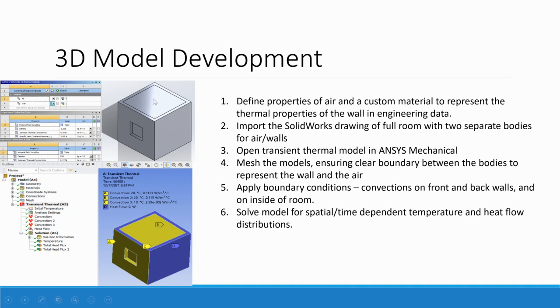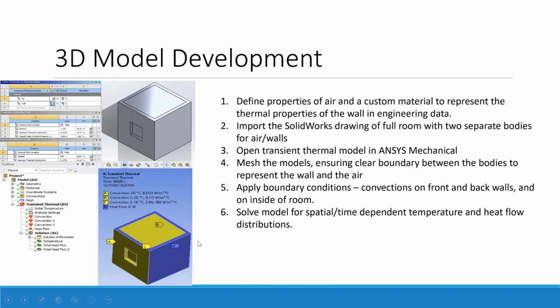So the 3D model development was done by making a SolidWorks multi-body part with an inner body to represent air and the outer body to represent the wall. And in ANSYS, custom materials were made for air at 300 Kelvin and the wall to combine all thermal properties of the components, such as siding, wood, drywall, and insulation.